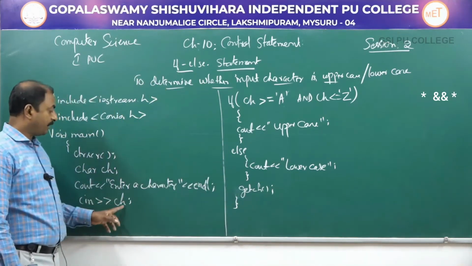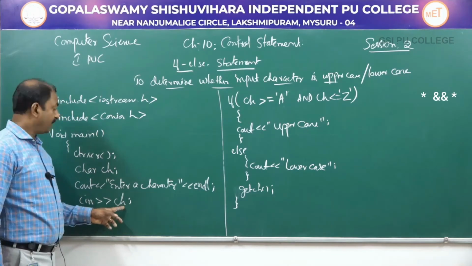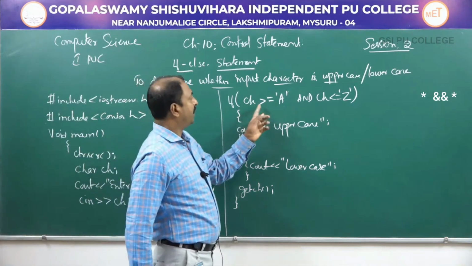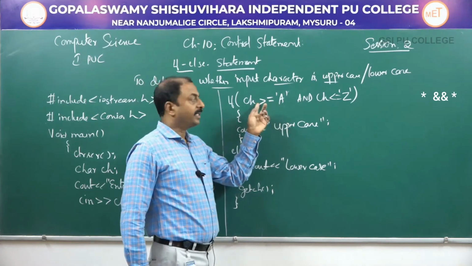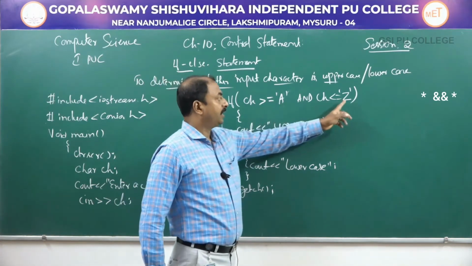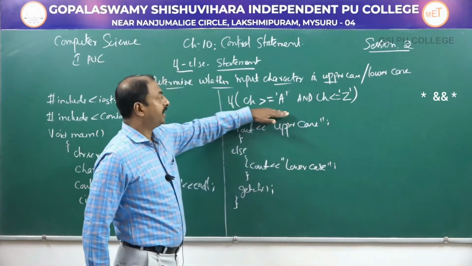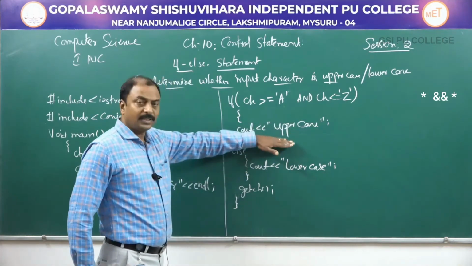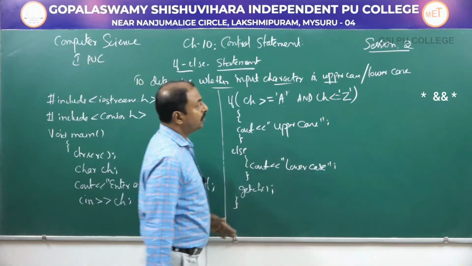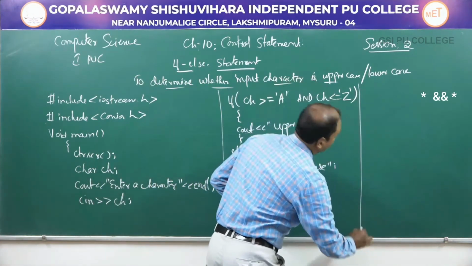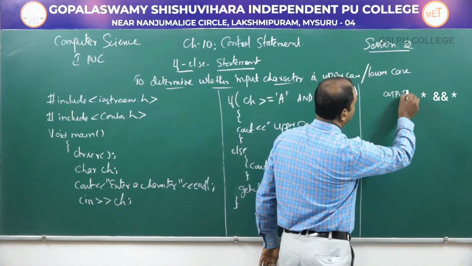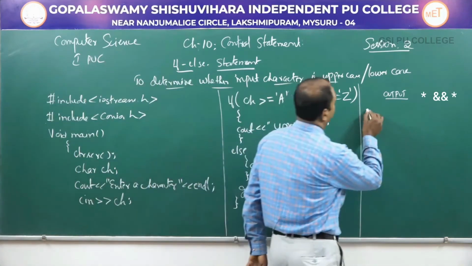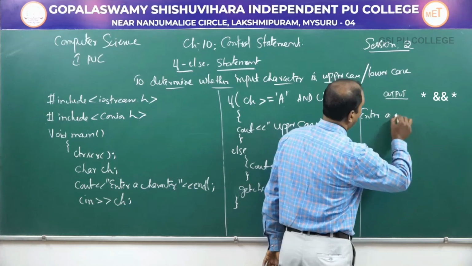First of all, we have to accept a character, and please note that we are using a data type of character. So the condition here is that the character is greater than or equal to A and less than or equal to Z. If the character is in this range, between A and Z, it prints uppercase, otherwise lowercase. The output of the program would be, first we get a message, enter a character.